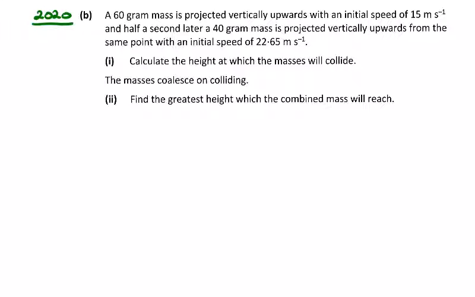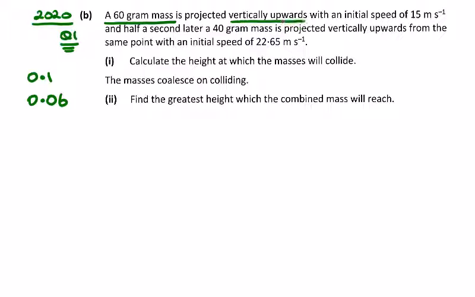There's the 2020 question 1b. One is not there. A 60 gram mass. So 0.1 would be 100 grams. I always like just doing that to make sure I have the decimal right. So that'd be 0.06 for 60 grams.